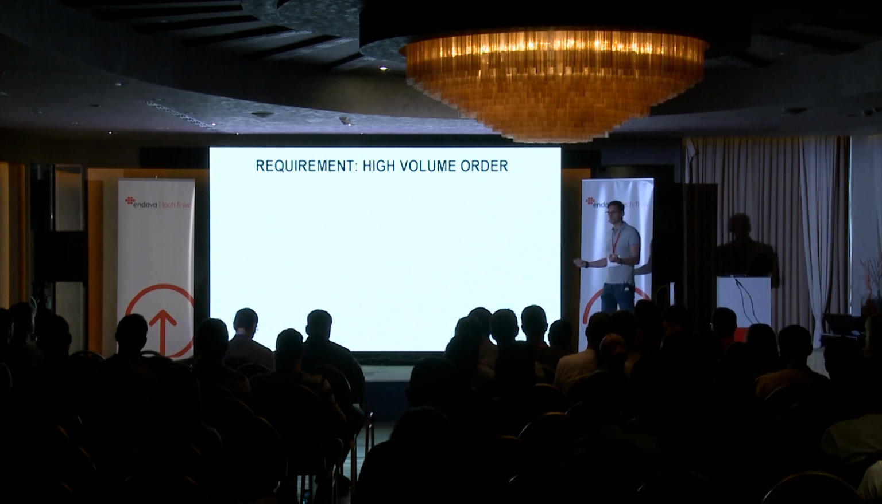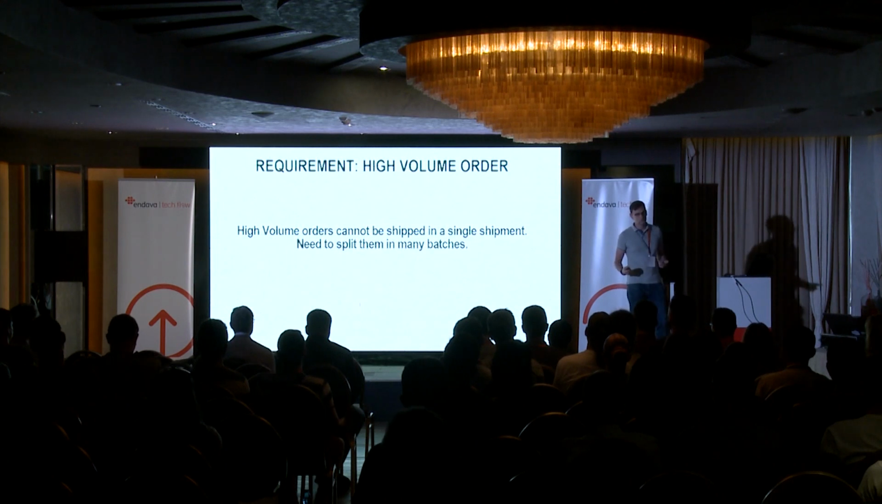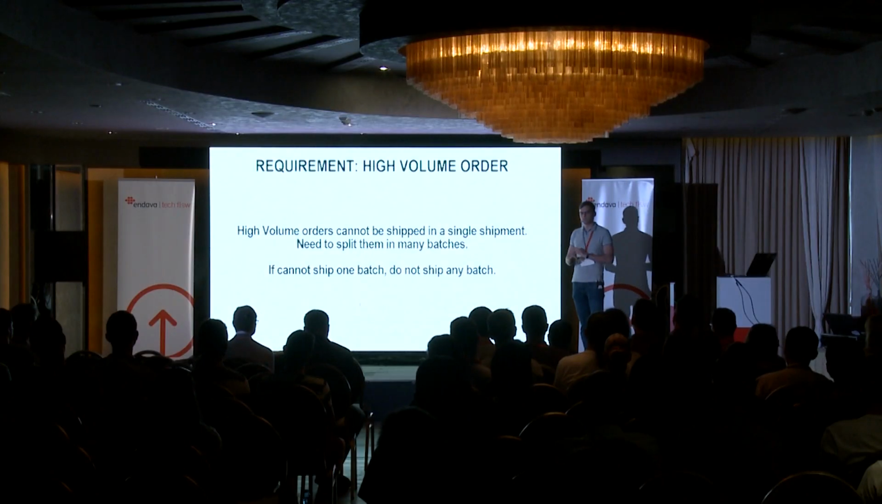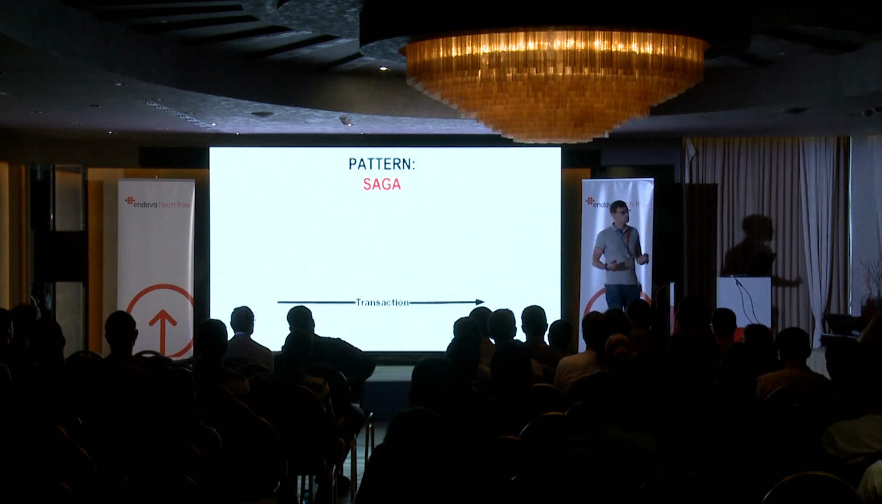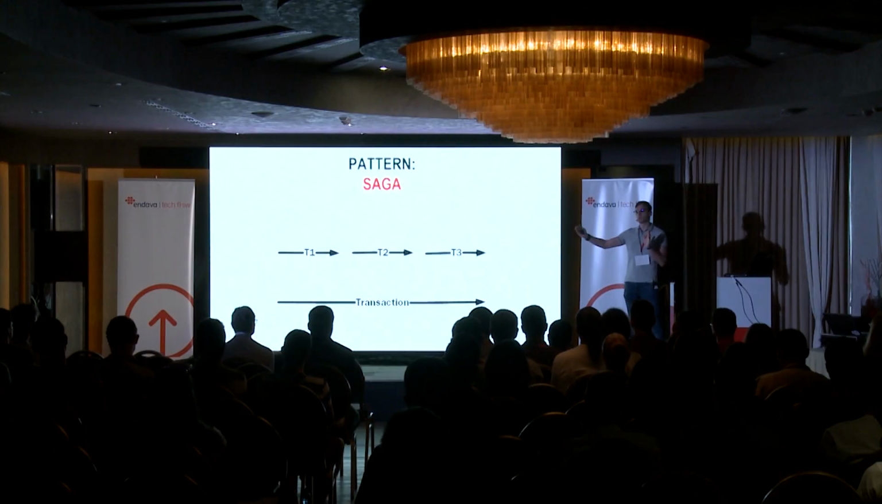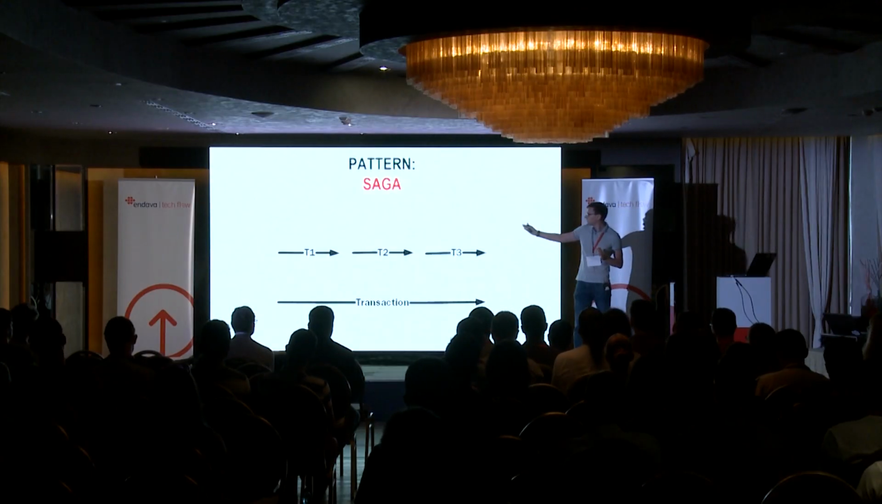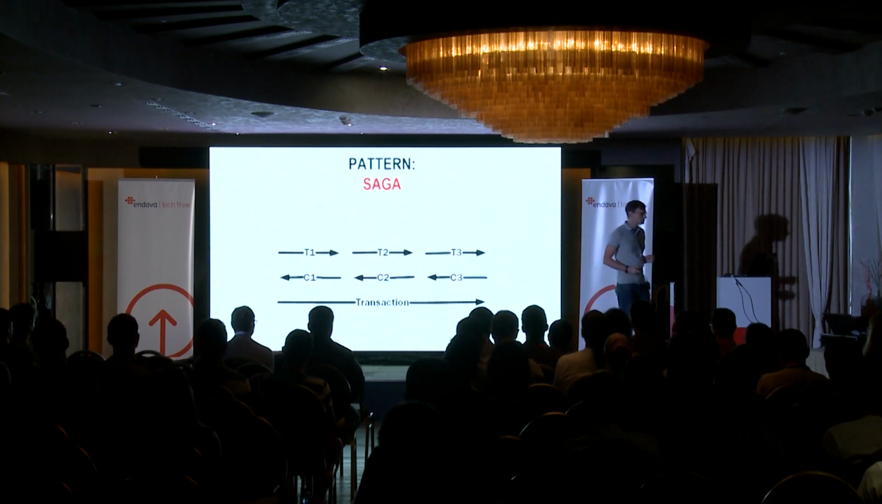And now the business says that, okay, we actually have high volume orders. And this is a special kind of order that cannot be shipped in a single shipment. We need to split it in multiple batches. But if you cannot ship a batch, please don't ship the order at all. And there's actually a pattern for this. It's a failure management pattern. It's called a saga. And instead of having one big transaction to ship the three batches, we split it into multiple smaller transactions. But since these aren't isolated, we need to make sure that we can compensate each of these transactions.